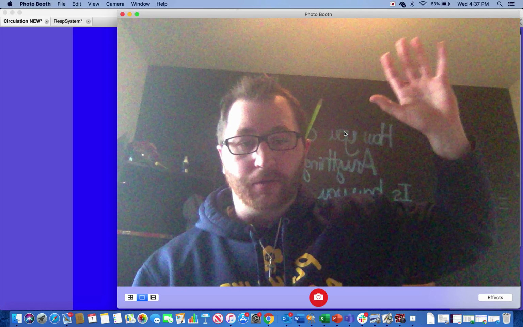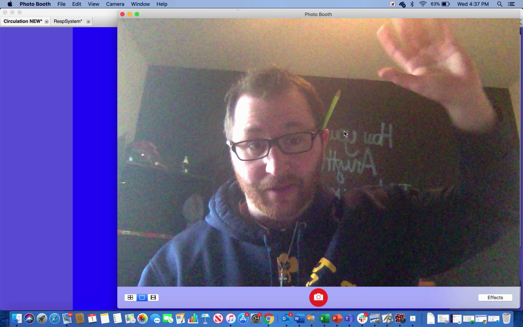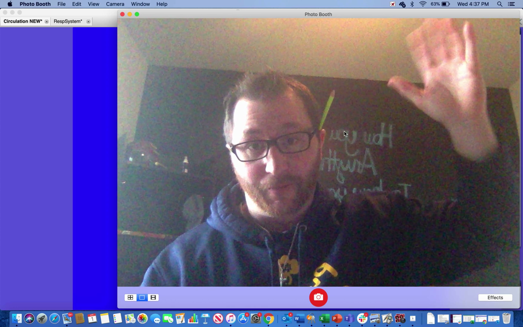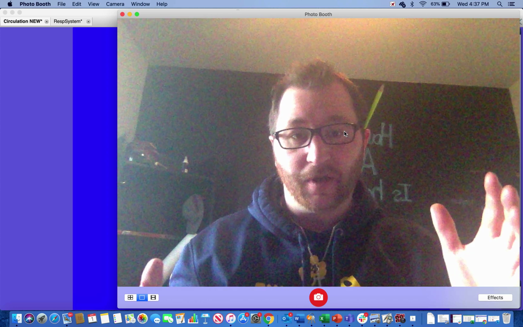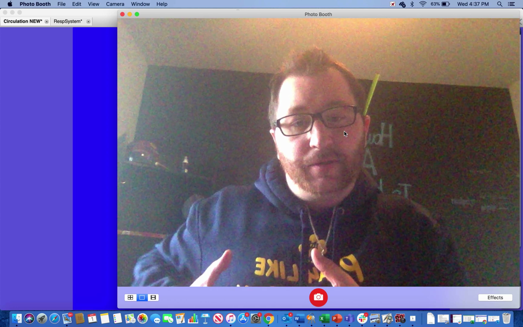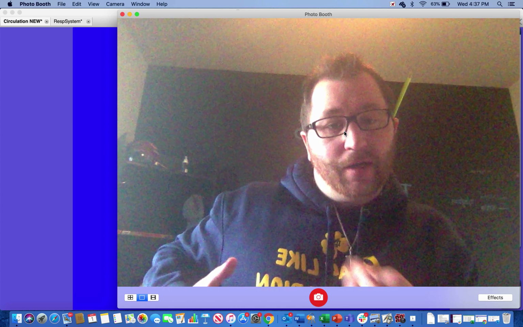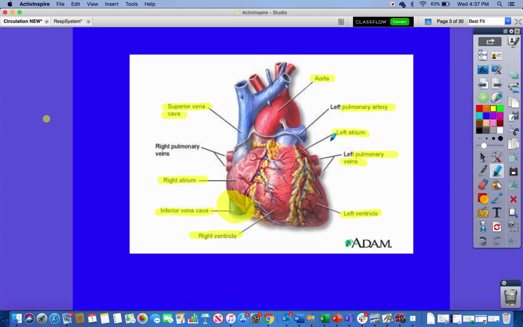Right now, I don't know how this is mirroring. I hope it's mirroring the way it should. It might look like I'm raising my left hand, but this is actually my right hand, and this is my left hand. Even though it looks different on your screen, depending on how this mirrored, that's how you'd look at your heart. So this is the right side of my heart, and this is the left side of my heart. So when you look at it, that's why we've got opposite sides here.